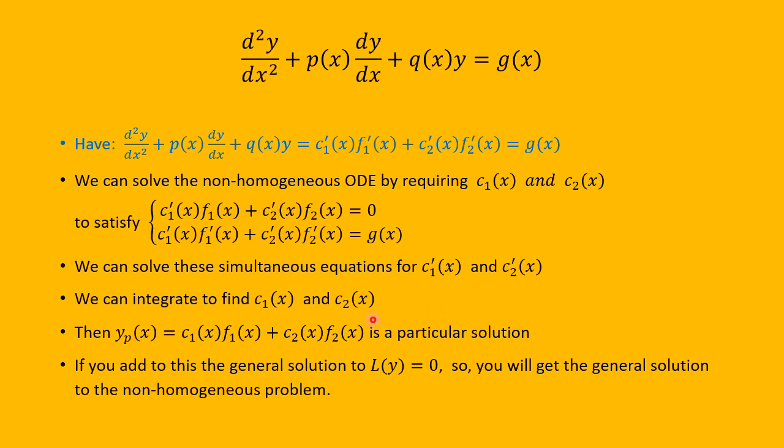Then once you have found C1 and C2, you can form a particular solution to the non-homogeneous problem. Let me say that again. The particular solution is C1 of x, F1 of x, plus C2 of x, F2 of x. So that's one particular solution. Then, if you include the solution to the homogeneous problem, you'll get the general solution to the non-homogeneous problem.